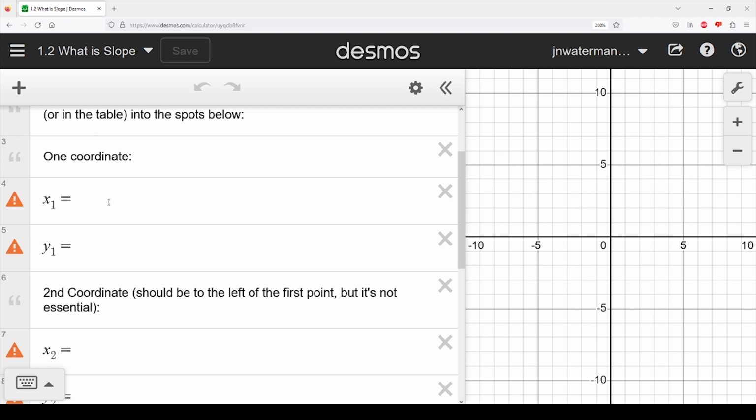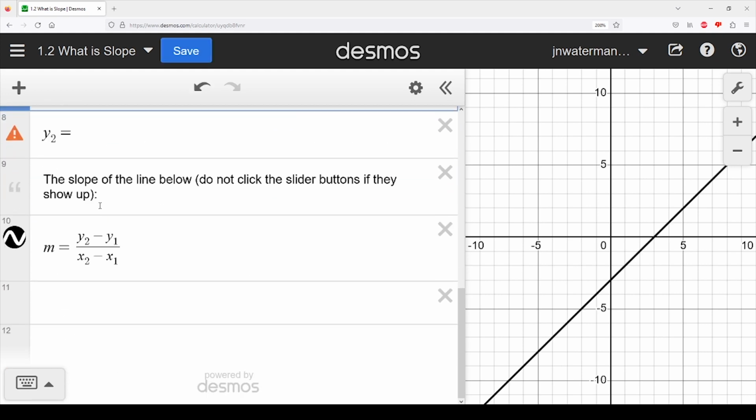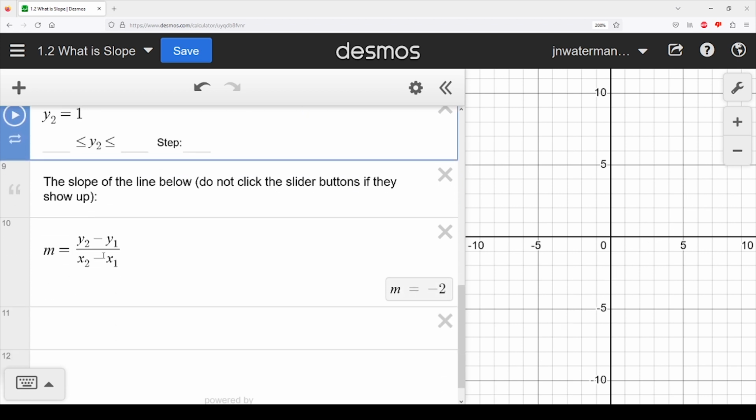Let's take the points from our last one, which would have been the 2, 3, and the 3, 1. And down here, here's that same slope formula with our change in y, or difference in y over difference in x. And there is the negative 2 that we also found for our slope like before.